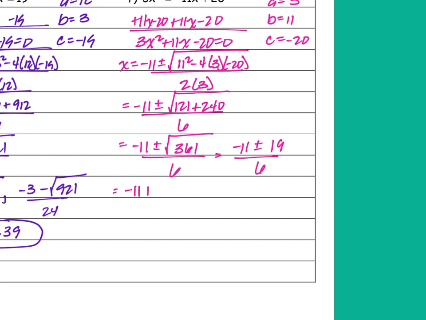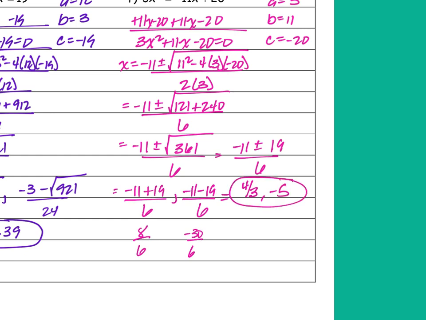So that is going to give us, what is that going to give me? Negative 11 plus 19 divided by 6, and negative 11 minus 19 divided by 6, which should be, let's see, that should be 8 divided by 6. So they're both divisible by 2, so that should be 4/3. And this should be negative 30 divided by 6, so that should be negative 5. Okay, so those are the answers there.